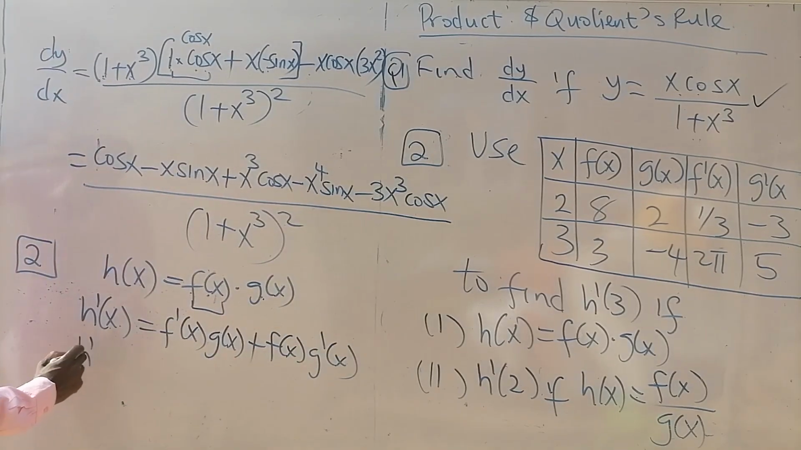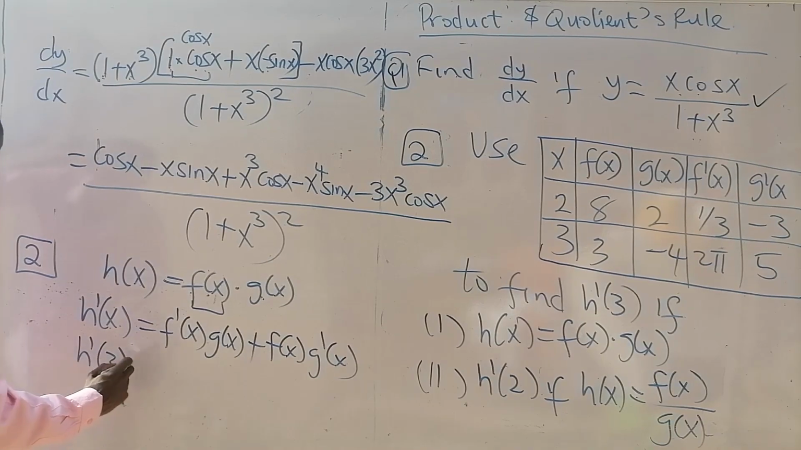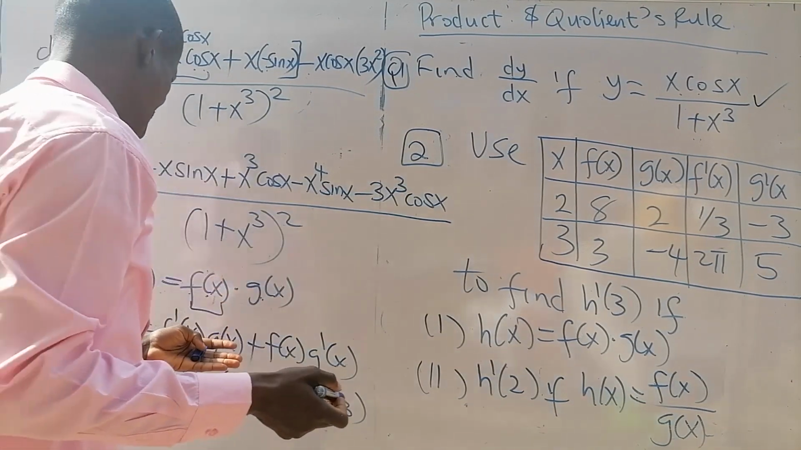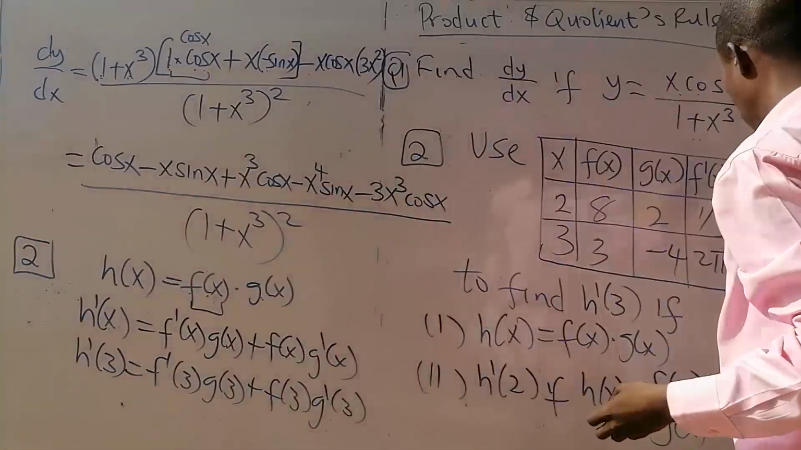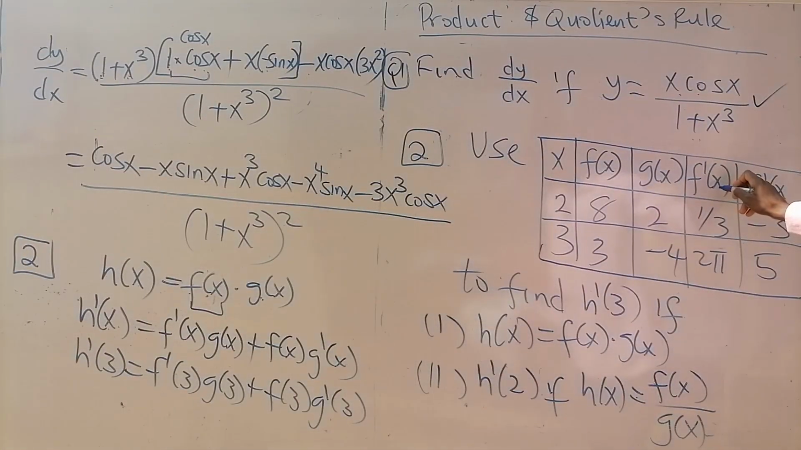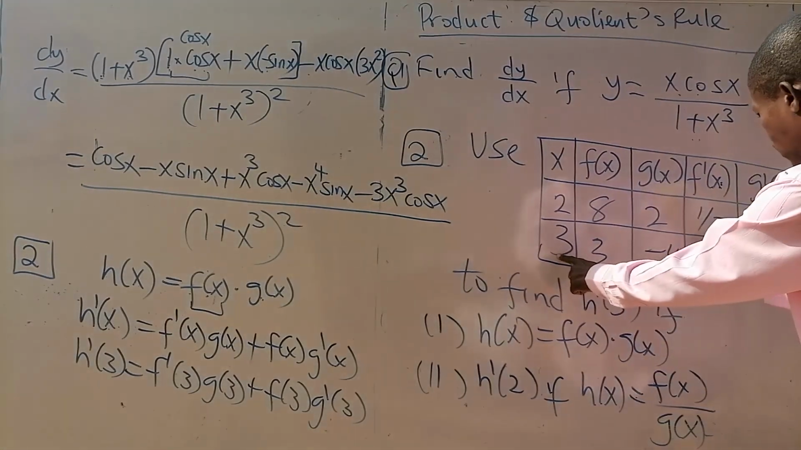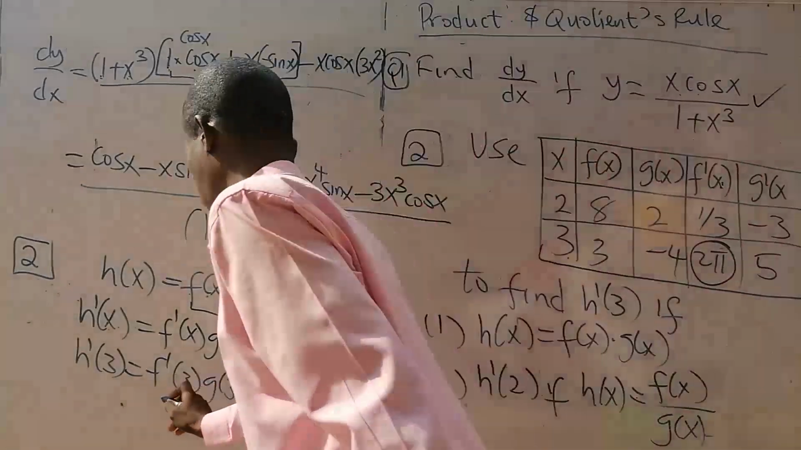Then at that point, h prime at 3. That's the meaning of h prime of 3, the differential of h with respect to x at that point. So we now use the table. We need f prime of x when x is 3. This is your f prime when x is 3. That's 2 pi, so I'm going to put 2 pi here.